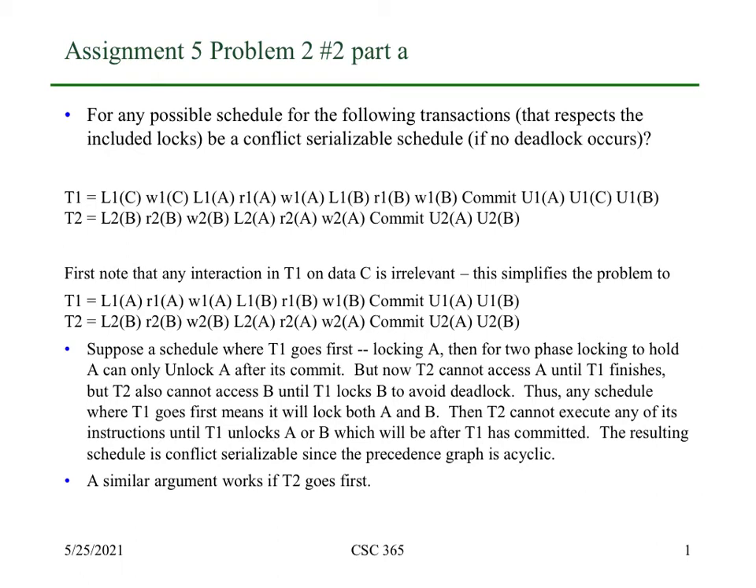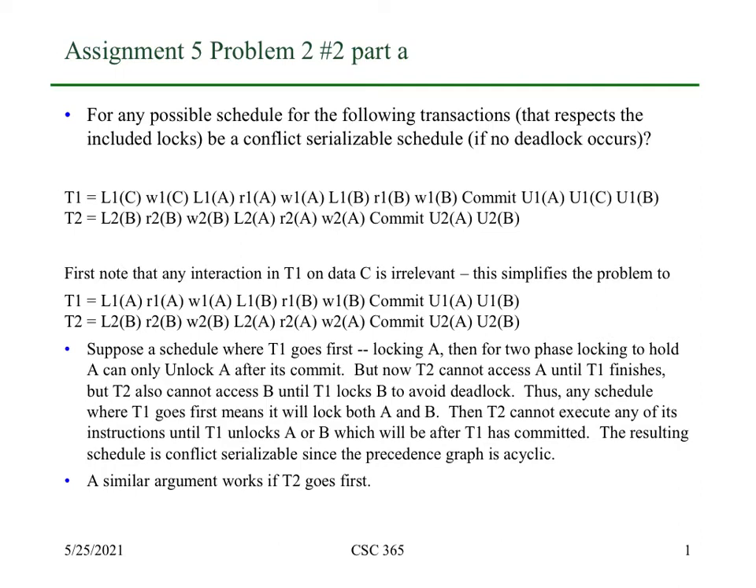So the first thing to notice here is that the data item C that's accessed or written to in transaction 1 is not at all in transaction 2. So it's largely irrelevant. It doesn't really matter. So in fact, what we can do is simplify things down to these 2 transactions. I haven't changed the ordering of anything. All I've done is gotten rid of these first 2 statements.